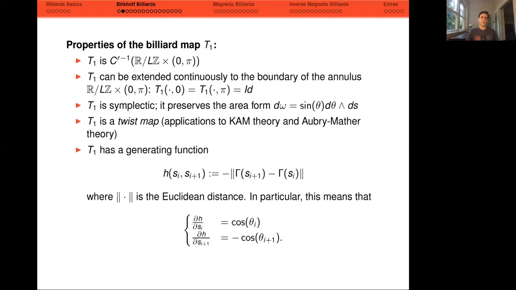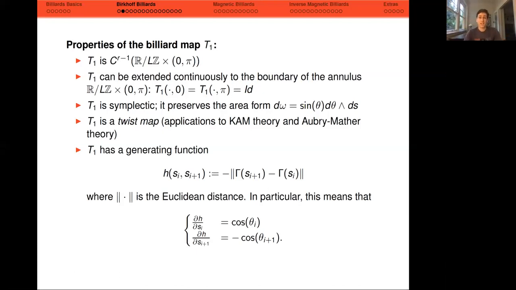So this billiard map that we call T1, we can think about the boundary, if it has length L, as being isomorphic to R mod LZ. And so we can really consider this domain as being this open annulus, R mod LZ, across the interval 0 to pi. If the boundary is r times differentiable, then this map itself is r minus 1 times differentiable. This map can be extended from the open annulus to the closed annulus by saying that if the angle is 0 or pi at any given point, then motion stops. So we'll just say that this is the identity map at those points.